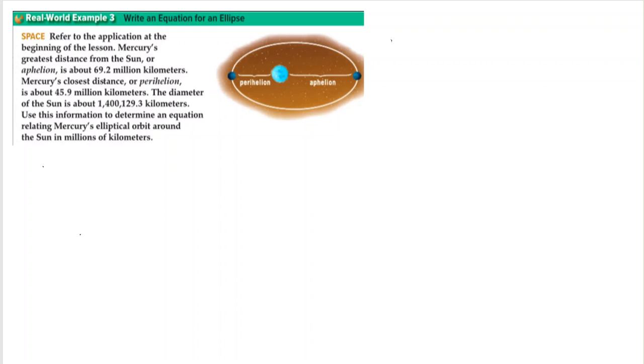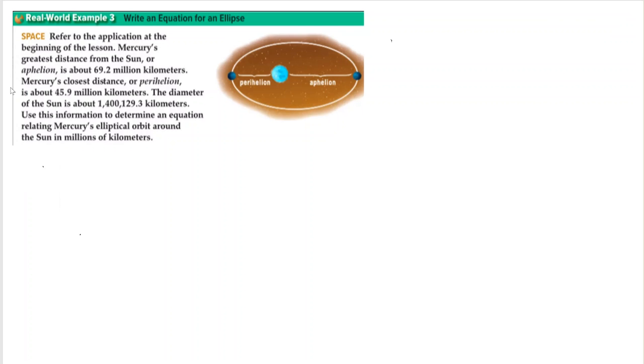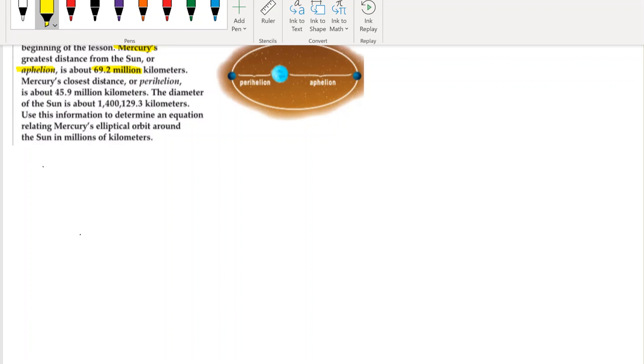Okay, so real world example 3, write an equation for an ellipse. We have a space question. So Mercury's greatest distance, let's have a look at this key information. Mercury's greatest distance from the Sun is about 69.2 million kilometers. So we know that we've got a distance from here.